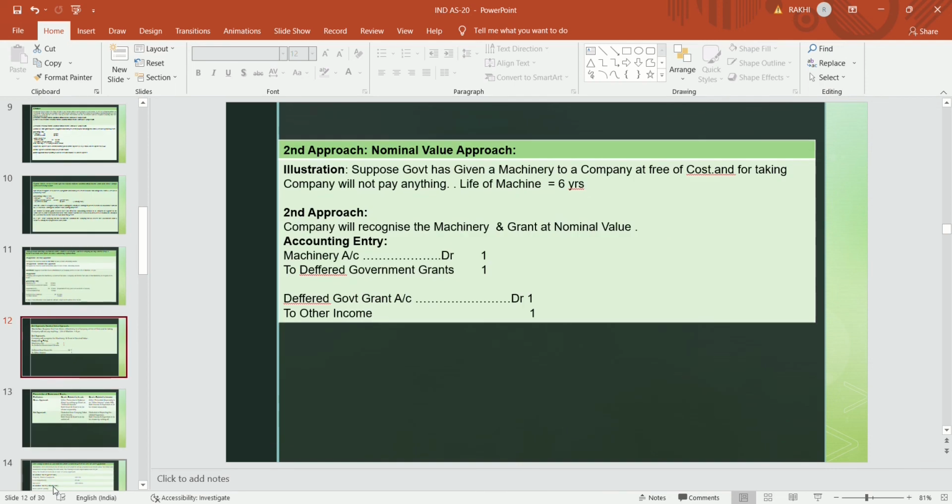Second approach is the nominal value approach. Suppose the government has given a machinery to the company free of cost, and the company will not pay anything. The life of the machinery is 6 years. The company will recognize the machinery and the government grant at a nominal value. Nominal value means rupees 1: machinery account debit to deferred grant, and deferred grant account debit to other income. There is no depreciation because the value is rupees 1.